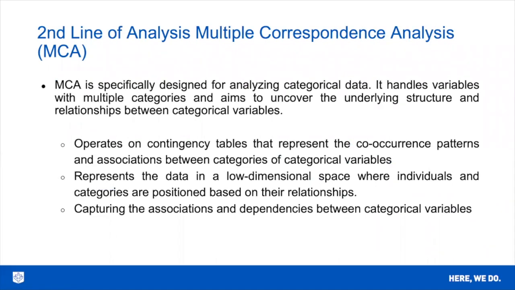Our second line of analysis was multiple correspondence analysis. MCA focuses on capturing the associations and dependencies between categorical values. MCA also provides coordinates, contributions, and cosine values. All these values can be used for further detailed analysis.